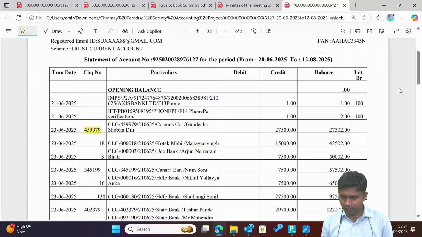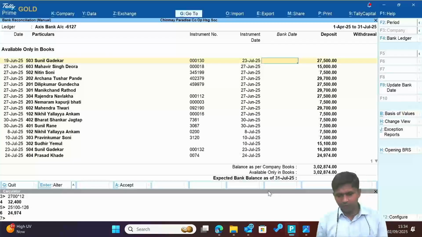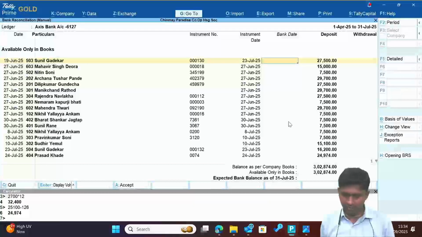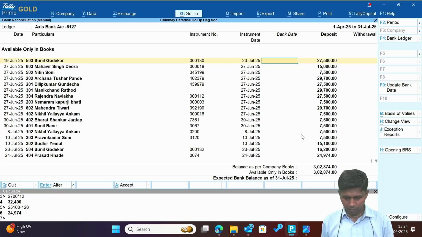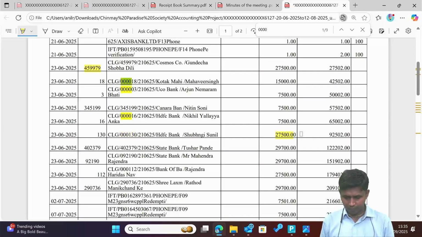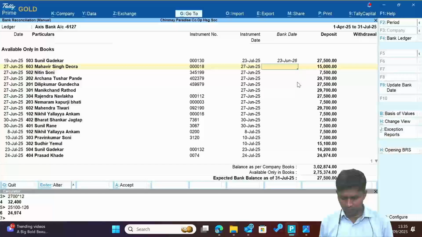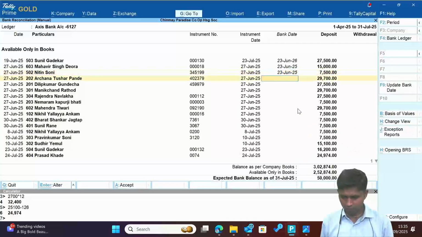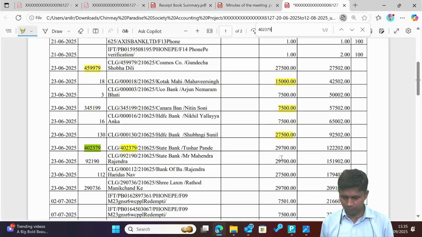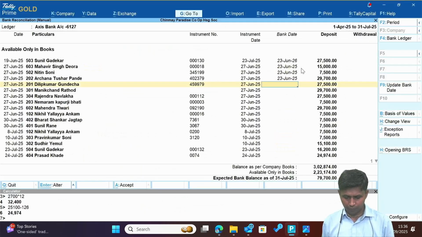First 103, 27,500. Now, instead of searching in the Tally, we'll search in the PDF. That will be convenient for us. 130, this is 27,500, 23rd June. Then this is 15,000, date of the transaction 23rd June. Then we have next 345,199, 7,500, 23rd June. Then on 27th June, 59,500. 402,379, 23rd June. 459,979, 23rd June.